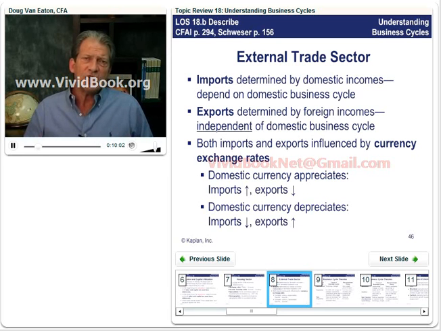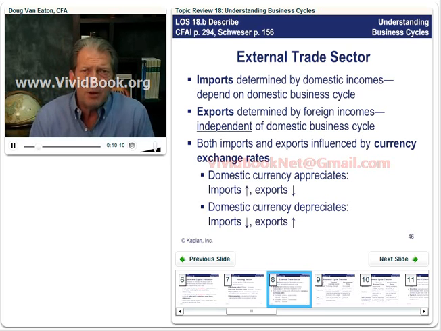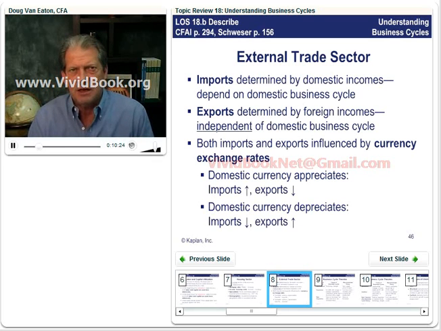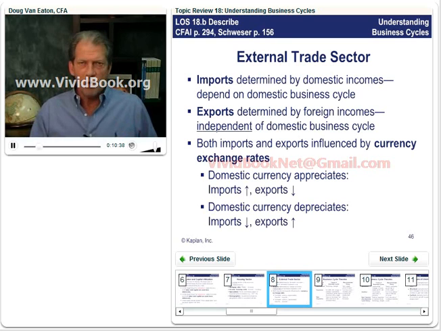Now, for given exchange rates, on the other hand, exports are going to be determined by foreign incomes and foreign business cycles. And these can be independent of domestic business cycles. Now, as the economy has become more globally interrelated, some of these business cycles have started to be not so independent, but they certainly can be. And we say that exports are determined by foreign income. So when foreign incomes increase, they've got an economic expansion going on, say in the Eurozone, then they would be buying more goods from the U.S., our exports would go up.